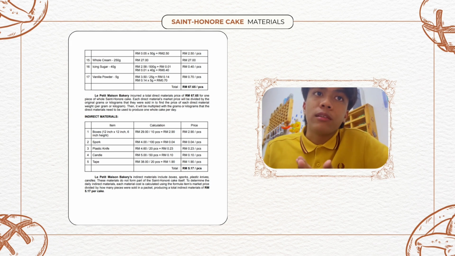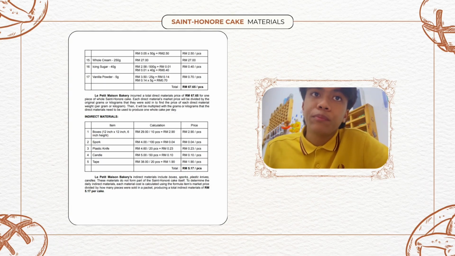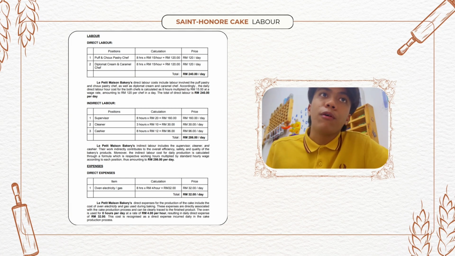Meanwhile, for the indirect materials, Le Petit Maison Bakery's indirect materials include boxes, forks, plastic knives, and candles. These materials do not form part of the Saint Honor cake itself. To determine the daily indirect materials, each material cost is calculated using the formula: item's market price divided by how many pieces were sold in a packet. Meanwhile, for labor, it is the same as materials, which have direct labor and indirect labor.